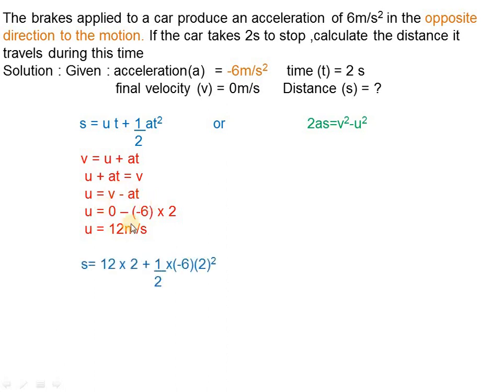Now because we already have u, we can use either of these two formulas to calculate the distance travelled. We will use the formula s is equal to ut plus half at square. Putting the values, we get s is equal to 12 meters. So children, this is how you calculate the distance travelled. You can decide the formula which you want to use depending upon the physical quantities available to you.